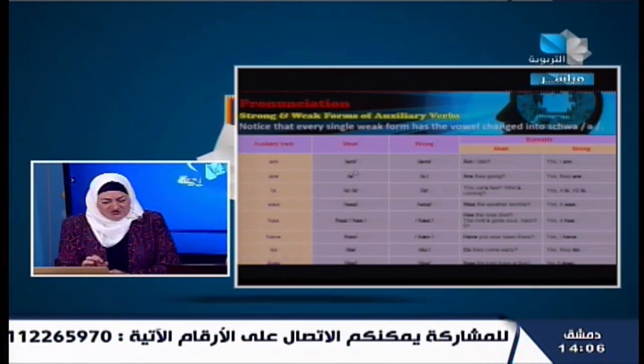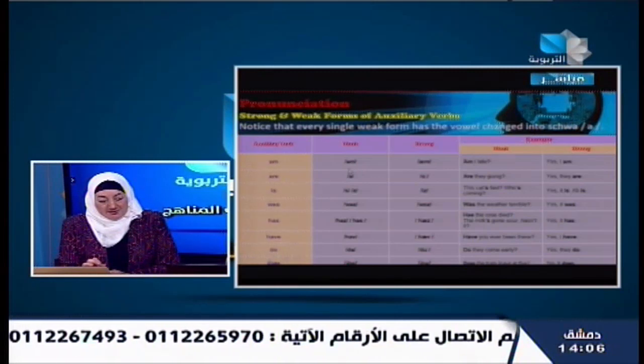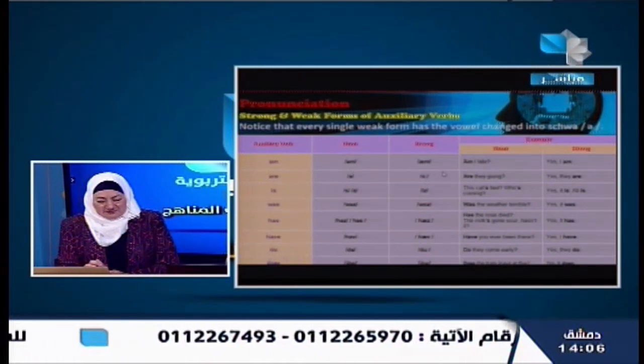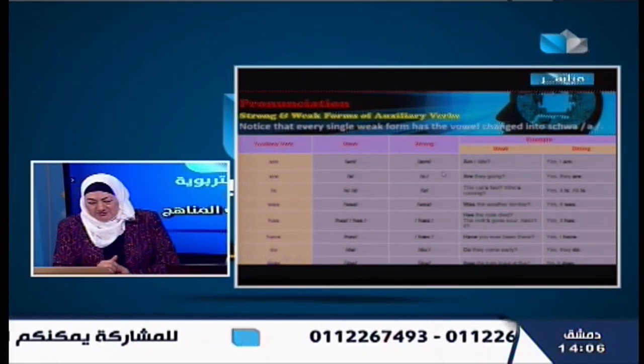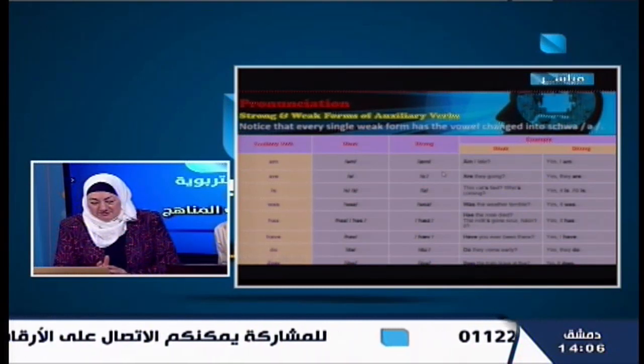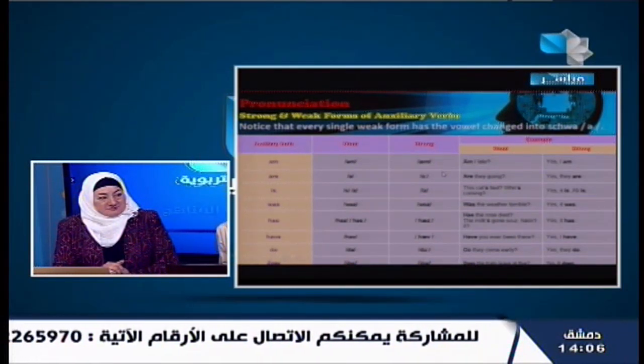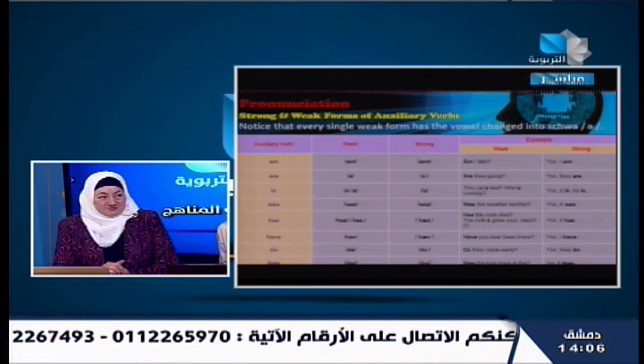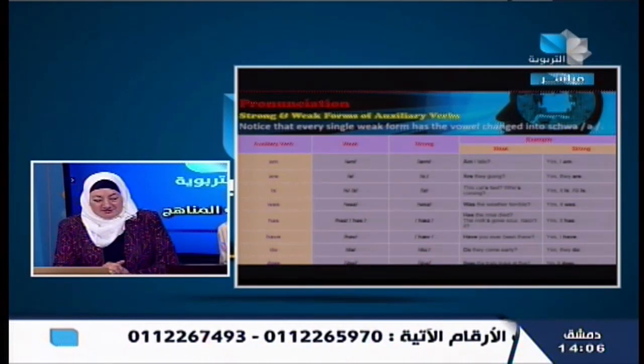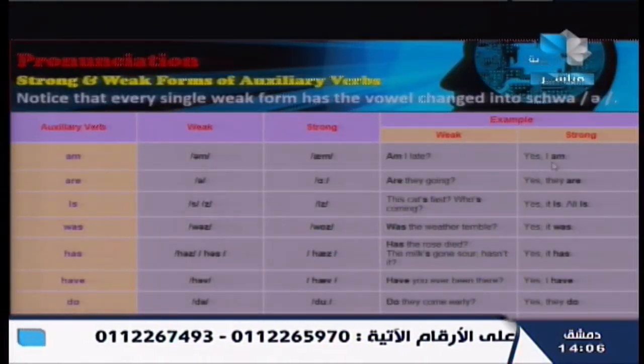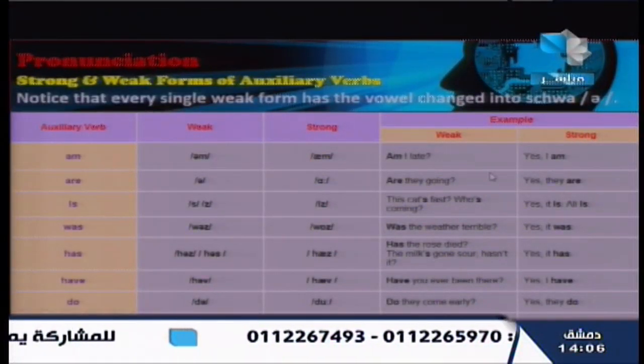So here we have the verb am. It has two pronunciations: the weak form and the strong form. Example about the weak form: Am I late? We don't say the strong form here, it is wrong to say that. Am I late? So we use the weak form, it is in the context, when asking. Good. And if we answer by yes or no, by yes especially, yes I am, we use the strong form.